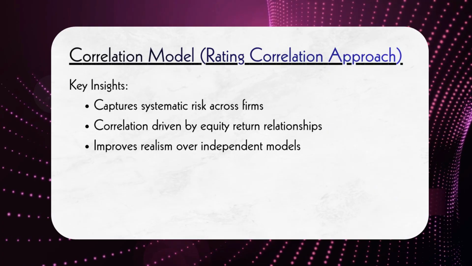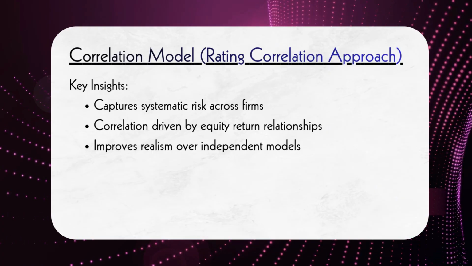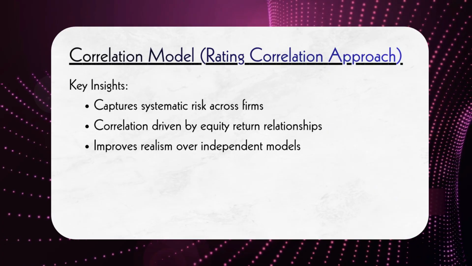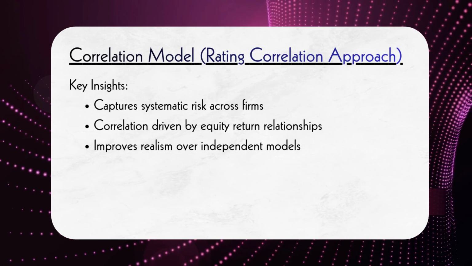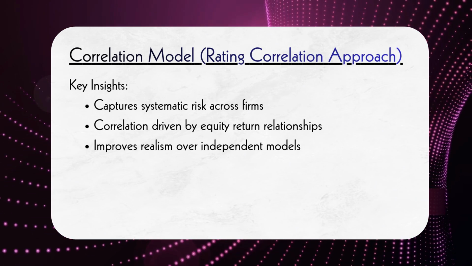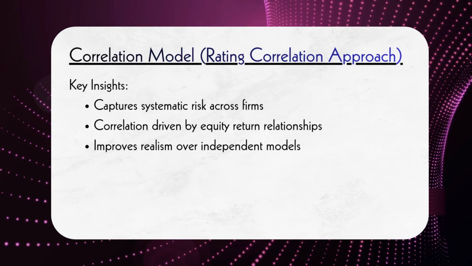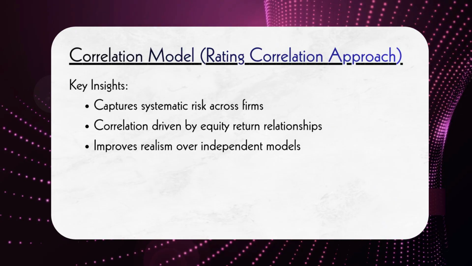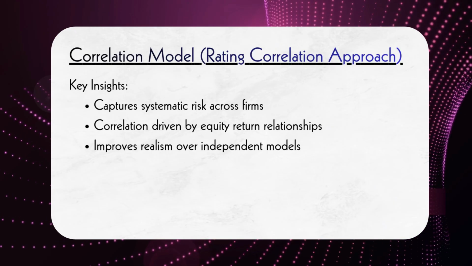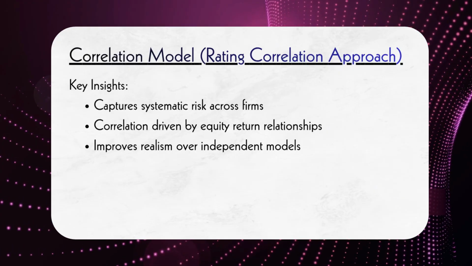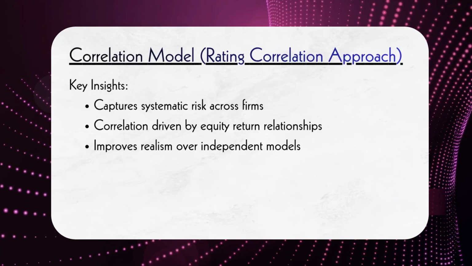So overall, Vasicek focuses on worst-case default rates, CreditRisk+ models default frequency statistically, Monte Carlo adds realism through simulation, CreditMetrics captures rating migrations, and the correlation model brings interdependency across firms. Together, these models form the foundation of modern credit risk measurement and credit VaR estimation.